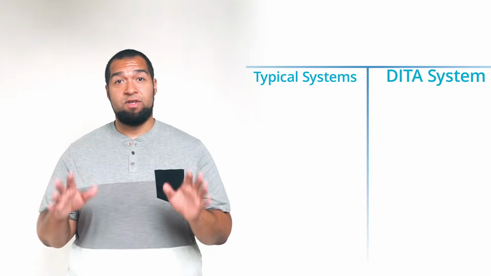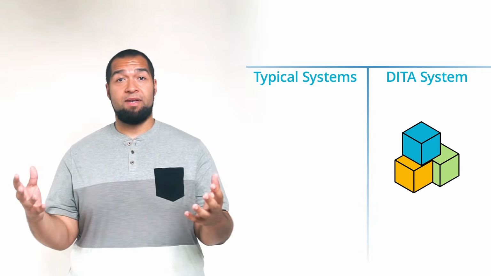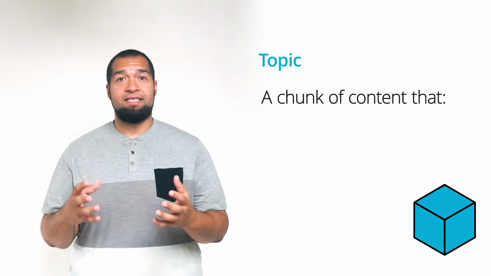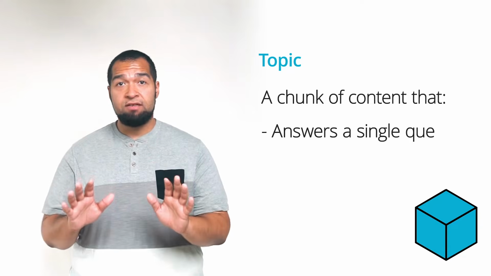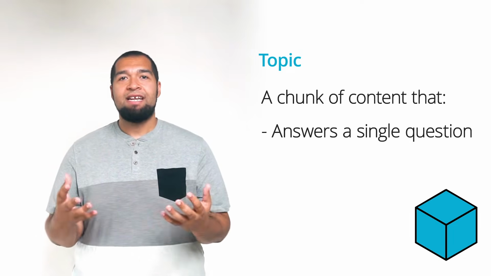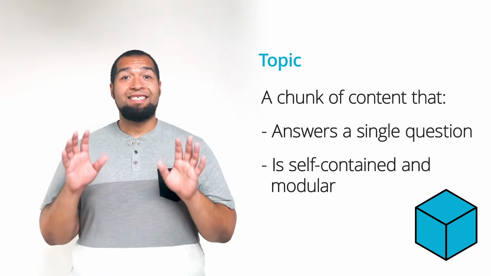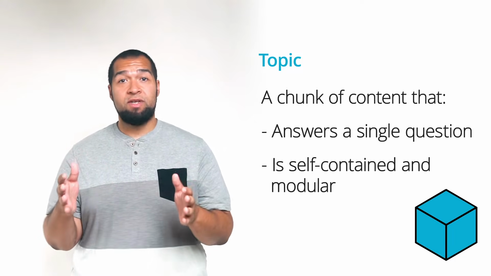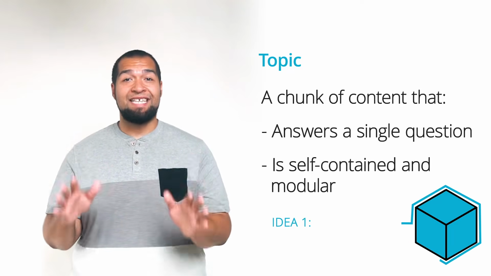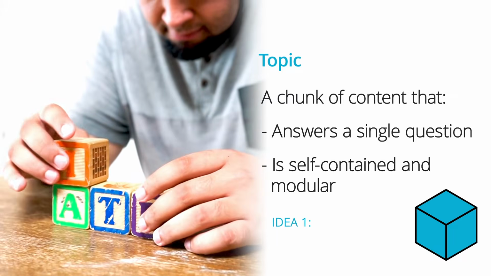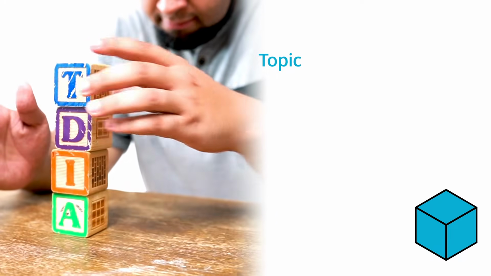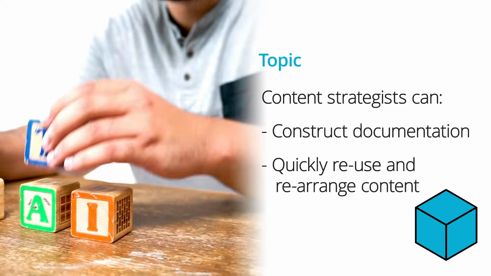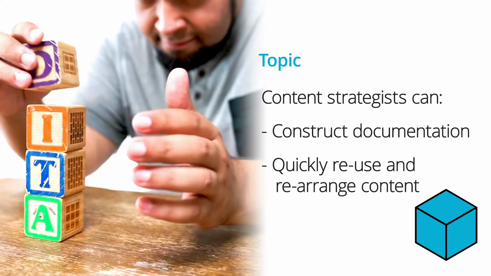But a DITA system uses topics and maps to build documents. A topic is a chunk of content that answers a single question or addresses a single subject, and it is self-contained and modular. Unlike the tangled document in a typical content system, each topic that contributes to the document contains a distinct idea. You can think of these topics like building blocks of larger documents. With these building blocks, content strategists can construct, document, and easily reuse or rearrange their content.